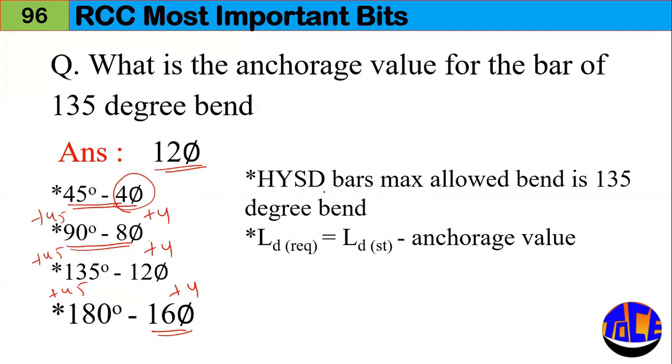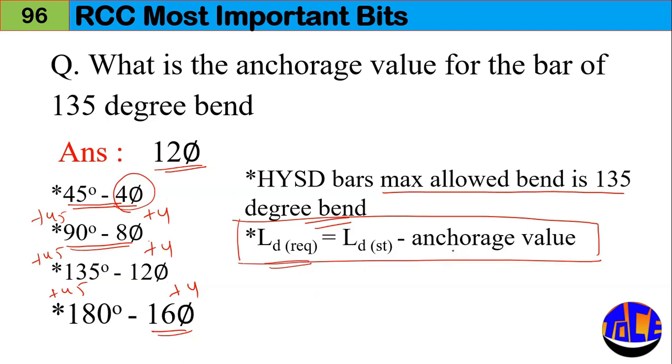And as a note, remember this also: for HYSD bars, the maximum allowed bend is 135 degrees. So you can't provide a 180-degree bend for HYSD bars. The bar may get cracked. And the required development length will be equal to the development length of a straight bar minus the anchorage value.